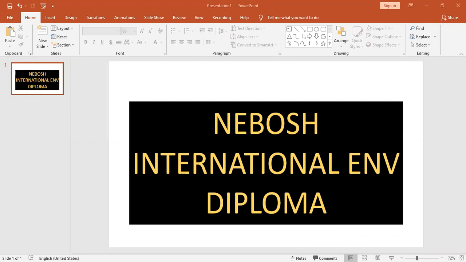So, NEBOSH International Environmental Diploma mainly considers the industries, processes and activities. Of course, these are the things which usually produce hazards to the environment. For example, an organization's activity, product, or services. These are what we usually analyze to predict the potential environmental impact.